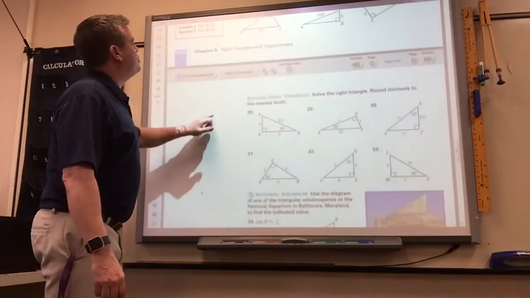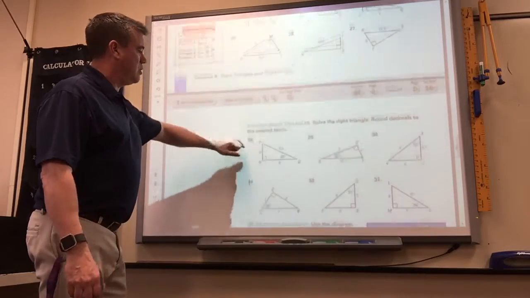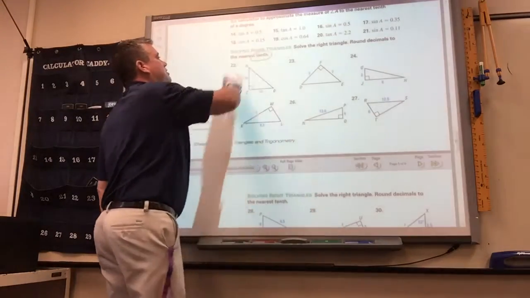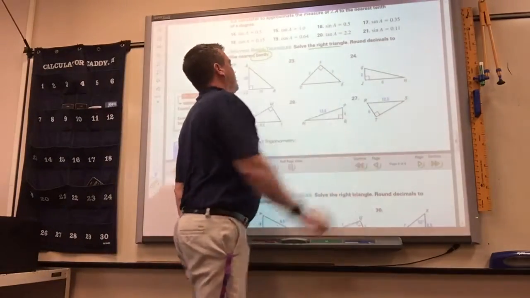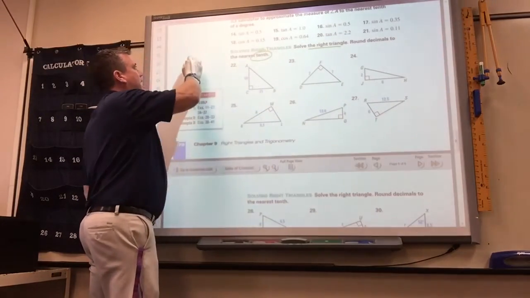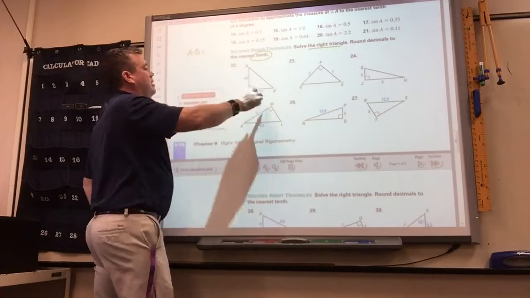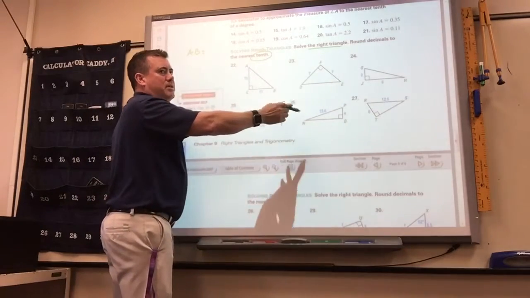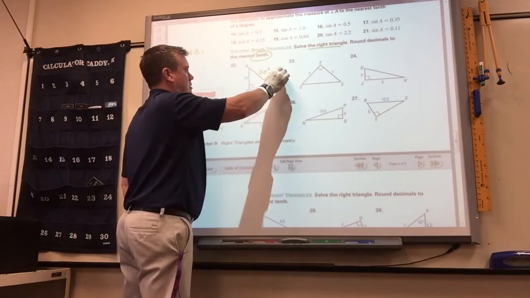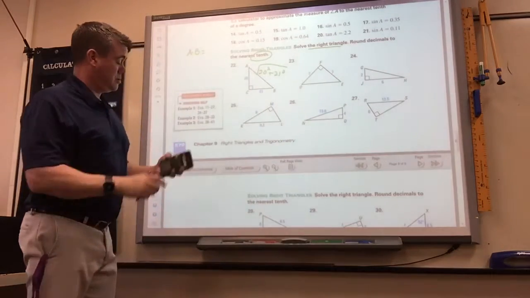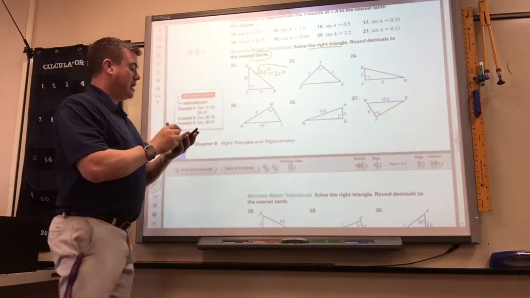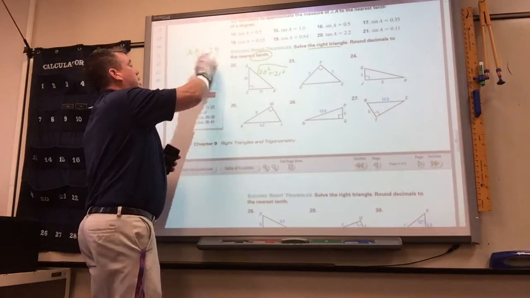So, let's do one of these, 22, and then one of these, 28. 22, all of these again, round to nearest 10. We're solving the right triangle. So, first we got to find the missing side, AB. Since we know the 2 sides, use the Pythagorean theorem. Leg squared plus leg squared, square rooted, will give us the hypotenuse. And that is 29. So AB is 29.